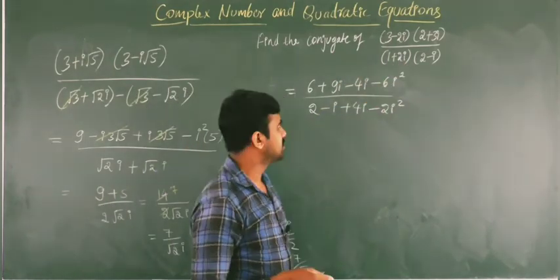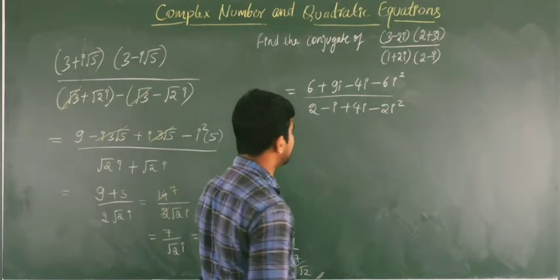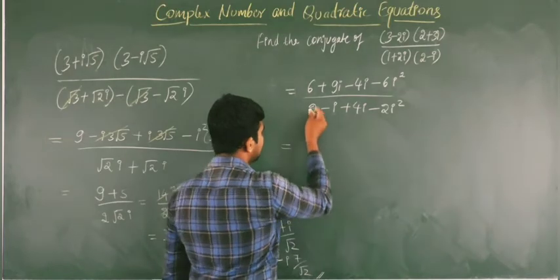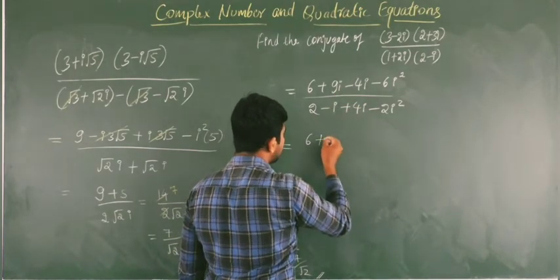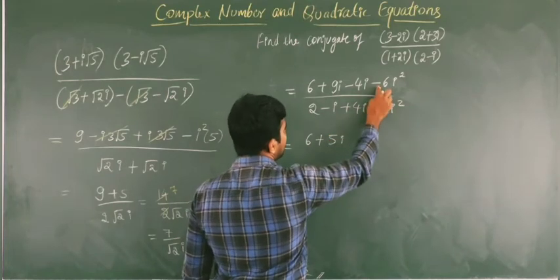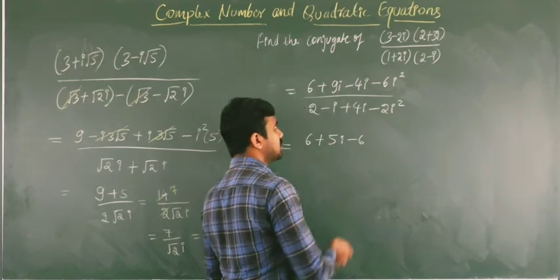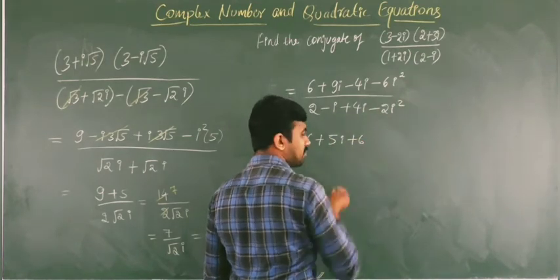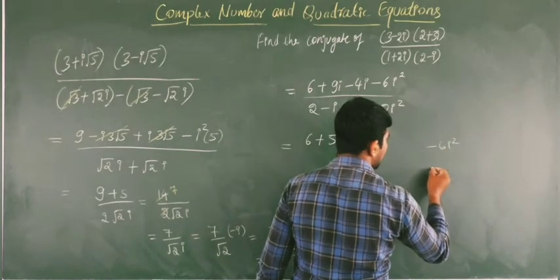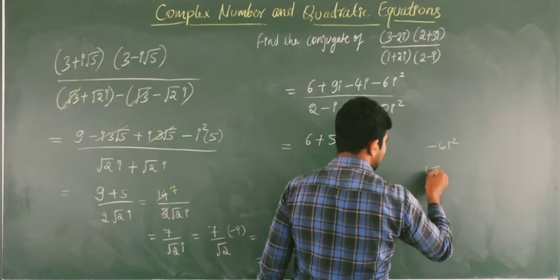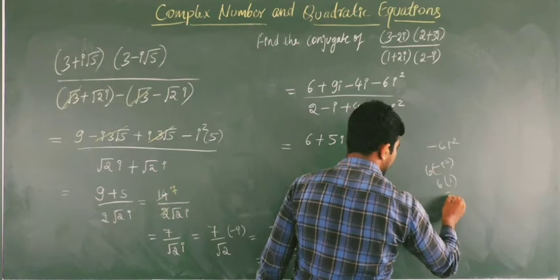All the terms. Now simplify the numerator as well as the denominator. This can be written as 6, 9i minus 4i is nothing but 5i, minus 6 into i square. Minus i square becomes plus. Minus 6i square, or you can write 6 into minus i square, 6 into 1 is nothing but 6.